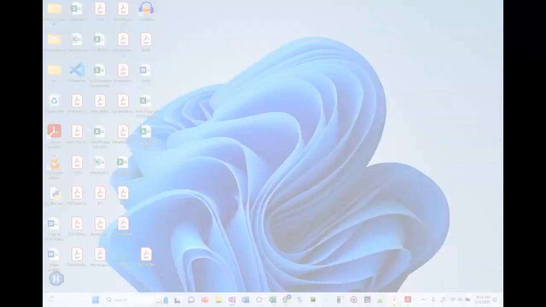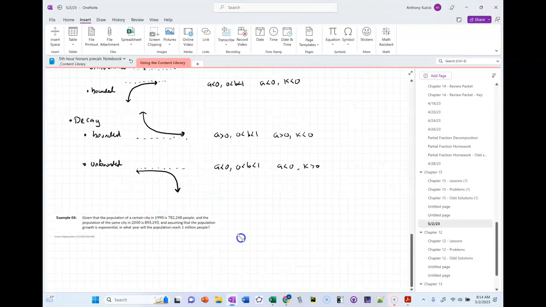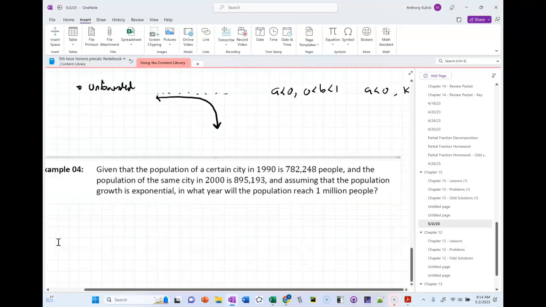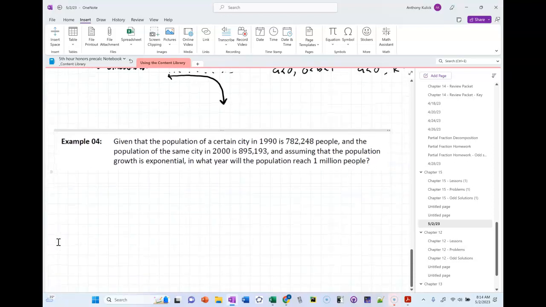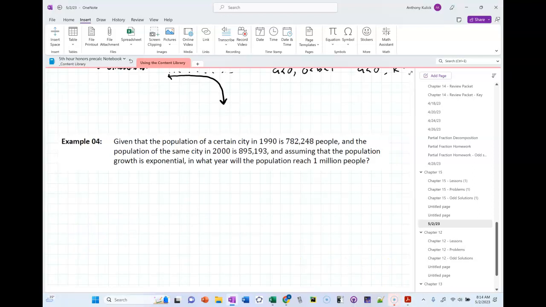Let's do an example story problem, just kind of working with an exponential situation. So it says, given that the population of a certain city in 1990 is 782,248 people, and the population of the same city in 2000 is 895,193 people, and assuming the population growth is exponential, in what year will the population reach 1 million?